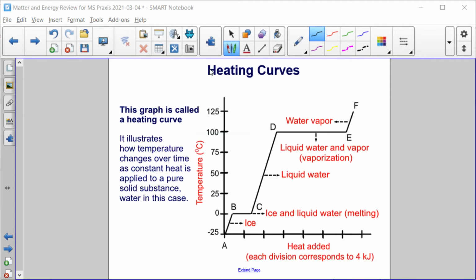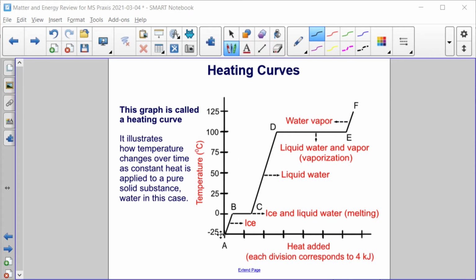We can show these changes of state using a heating curve. This graph that you see is called a heating curve. It illustrates how temperature changes over time as constant heat is applied to a pure solid substance. The one we're looking at in this case is water. On the x-axis is heat, and as we go from left to right, we're adding heat. Every division here corresponds to 4 kilojoules, so 4, 8, 12, 16, and so on. On the y-axis is temperature in degrees Celsius.